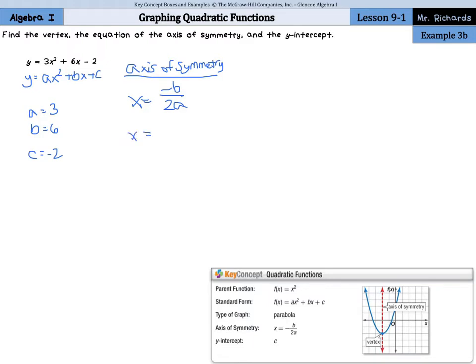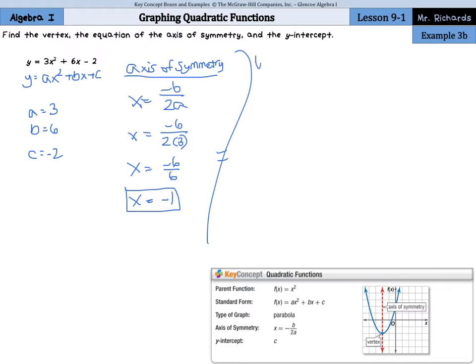X is going to equal negative 6 over 2 times 3. And so x will equal negative 6 divided by 6, which is negative 1. So the equation for the axis of symmetry is x equals negative 1. What about now my vertex?